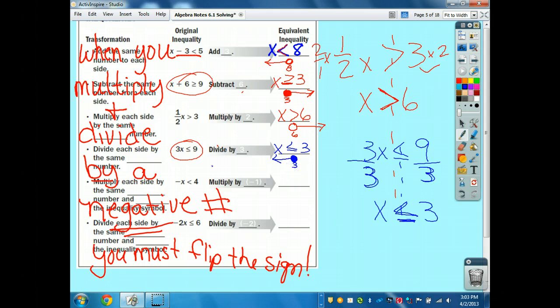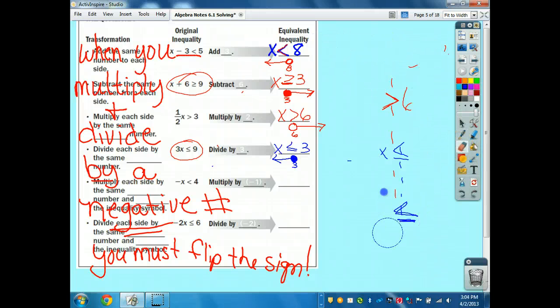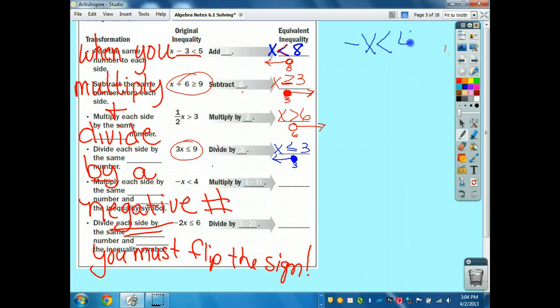All right, another one. I have negative x is less than 4. I don't have to do anything to that one. I can just graph it, right? Oh, no. Why not? What do I need to do? Divide by that negative 1. We can never have a negative variable, so you divide both sides by a negative 1.